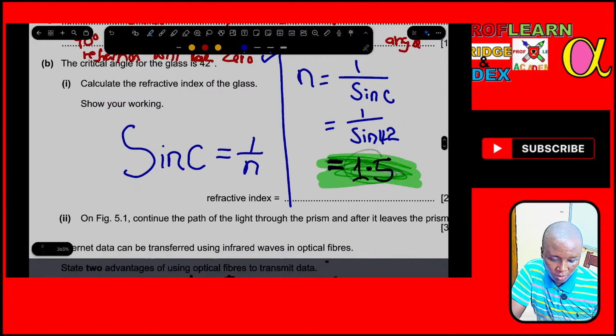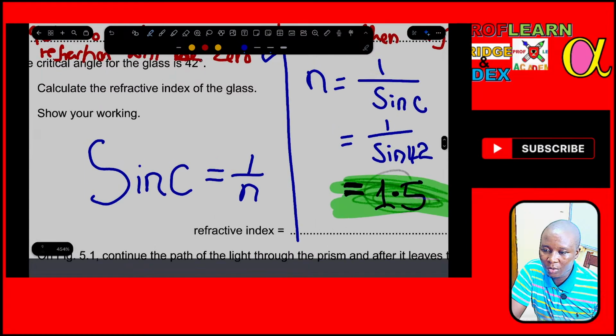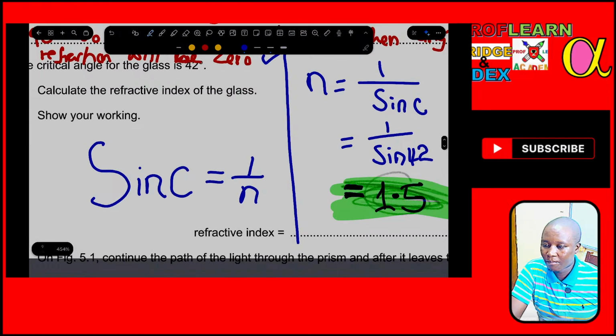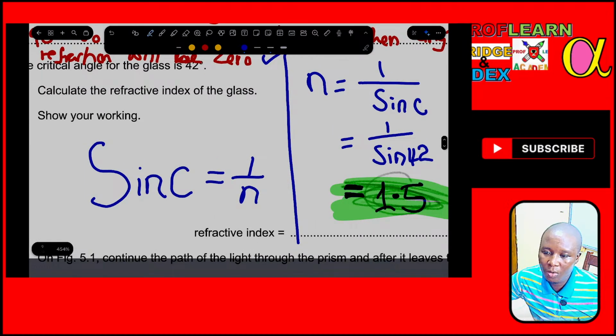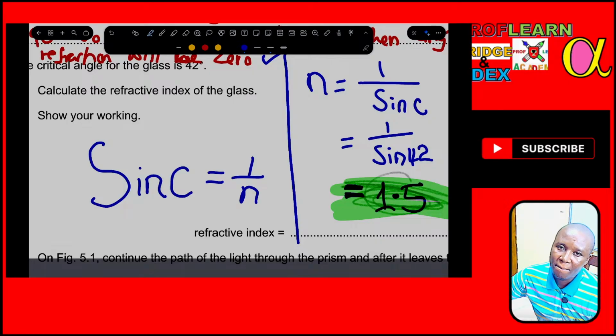Our next question was the relation between the critical angle and the refractive index. So the first thing that also I need to mention here, you need to understand what do we mean?